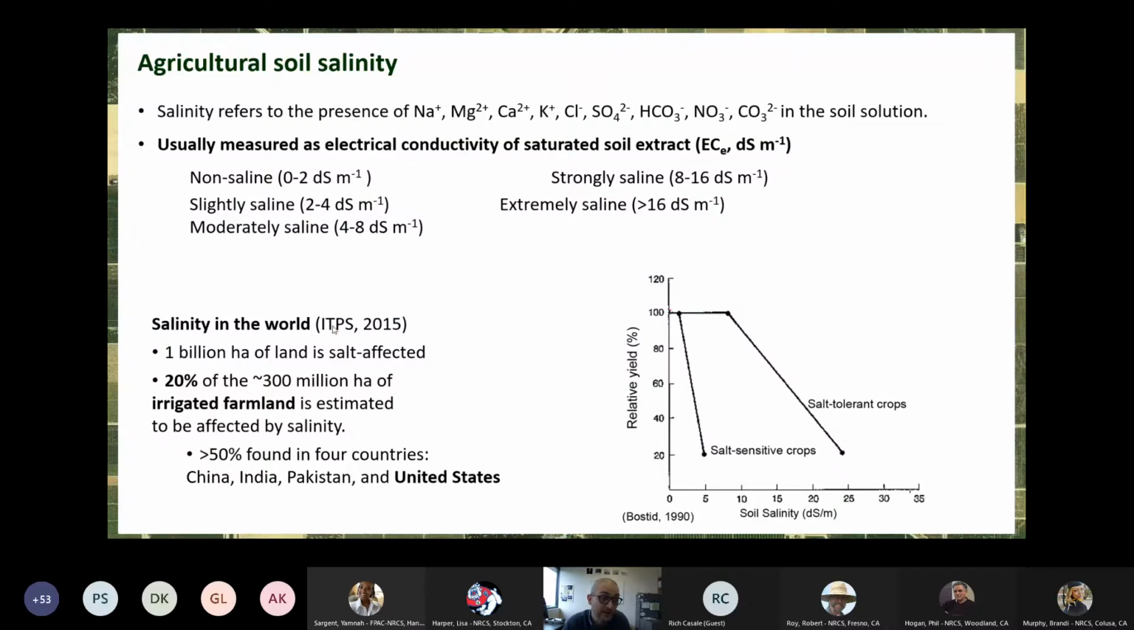If we look at salinity globally, we have reports that put it in the ballpark of 1 billion hectares of land to be salt affected. And what's important is that 20% of the irrigated farmland is estimated to be affected by soil salinity. And this is important because irrigated farmland, although it's relatively very small, produces almost half, or 50%, of the food that is produced globally. So if we take these 20% of irrigated farmlands that are affected by soil salinity, 50% of this land is found in 4 countries: China, India, Pakistan, and the United States.